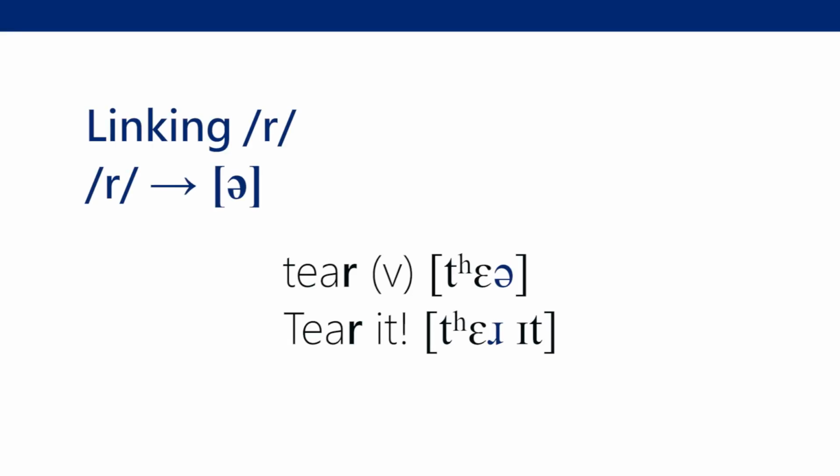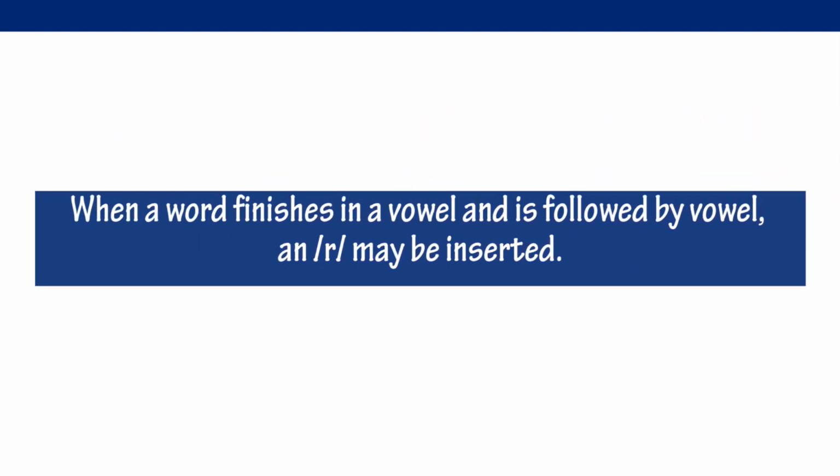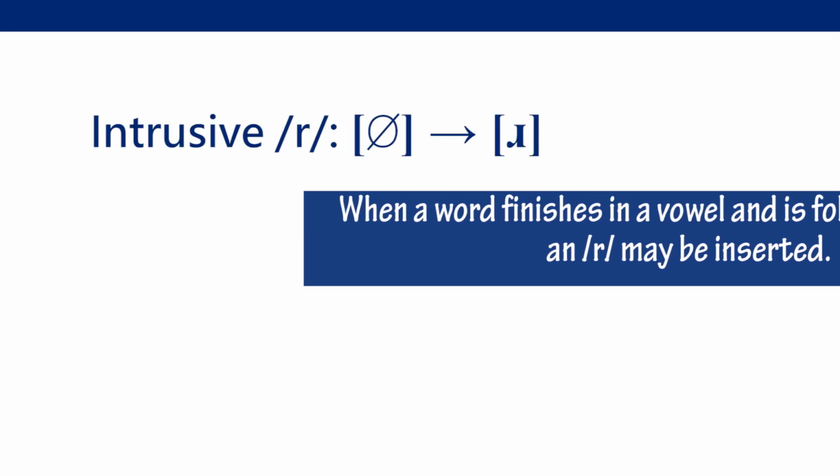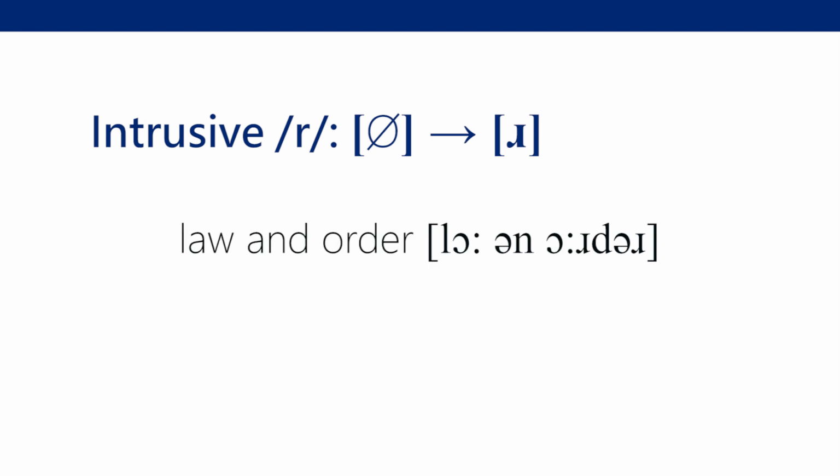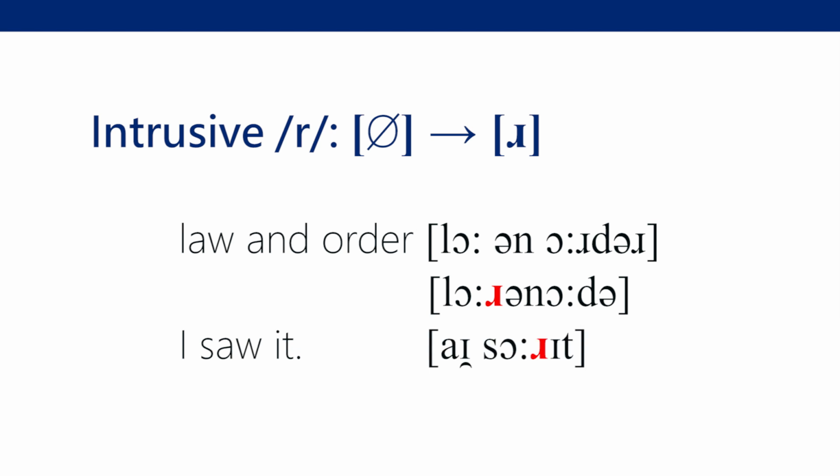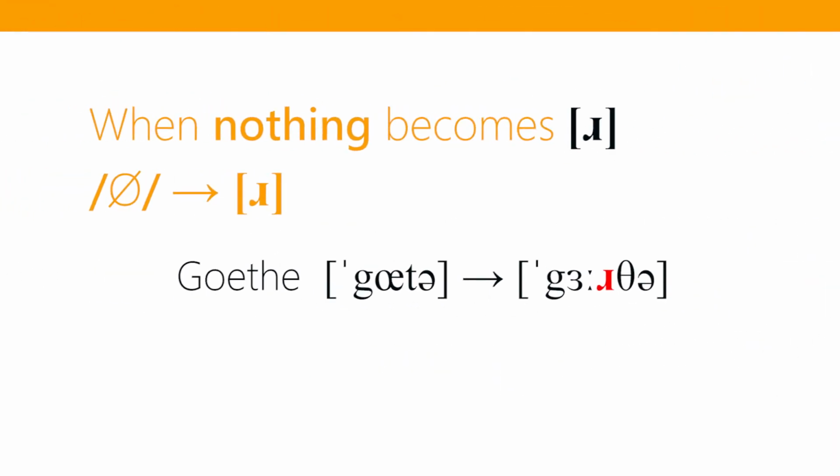So in non-rhotic English, because we have the linking R, sometimes when a word ends in a vowel and there is no R, but is followed by a vowel, an R is inserted, although it doesn't exist. So in a way, when nothing becomes R, it's called intrusive R. Examples, law and order would be pronounced law-r and order. You see that R is intrusive. Instead of I saw it, they would say I saw-r it. So that R is intrusive R. I should go back to the word Goethe. Here it is intrusive R.